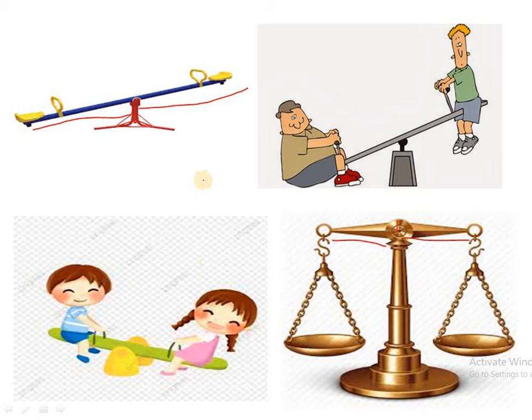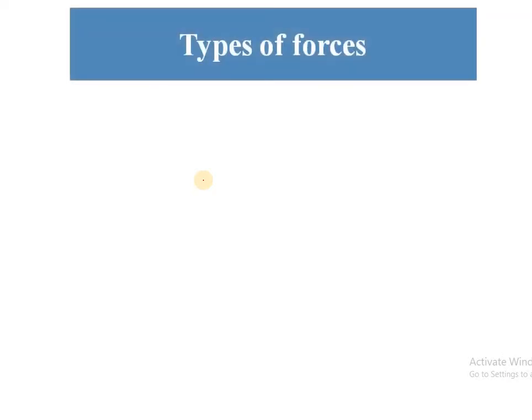So this is the rough overview of balancing or a balanced system. You can say that a system is balanced when on both sides there is an equal amount of mass at equal distance. Next is the types of forces acting on the systems.